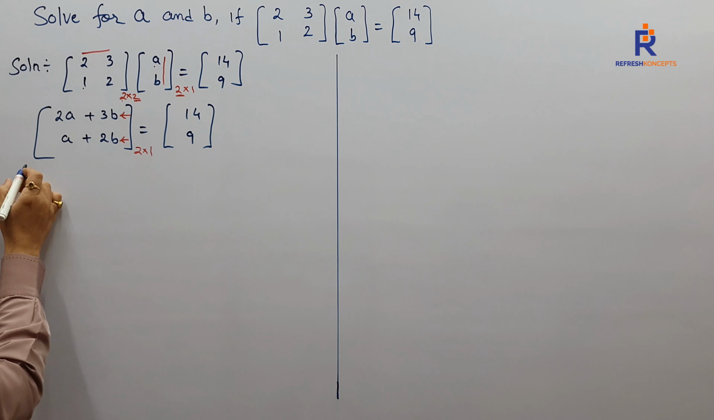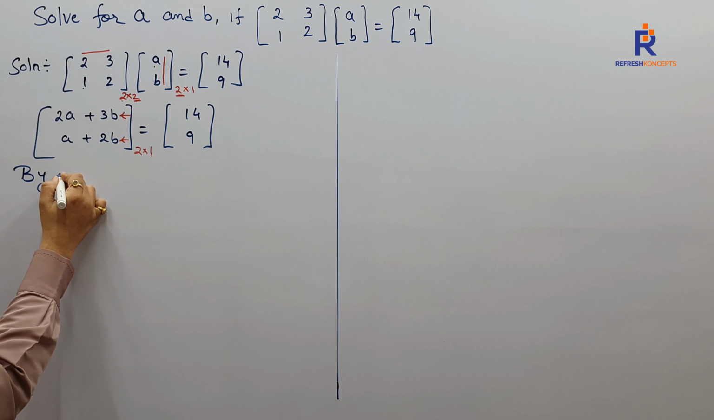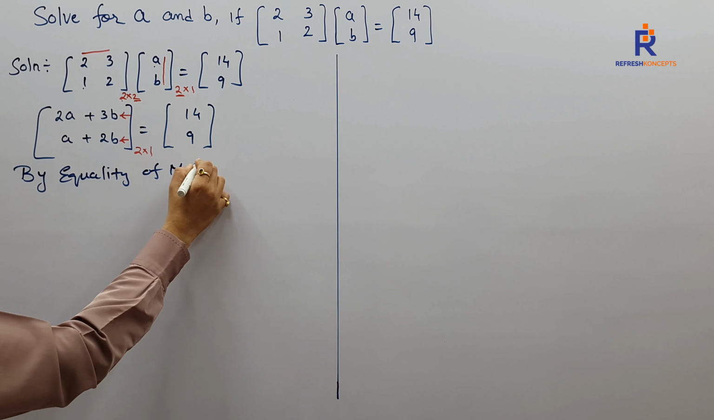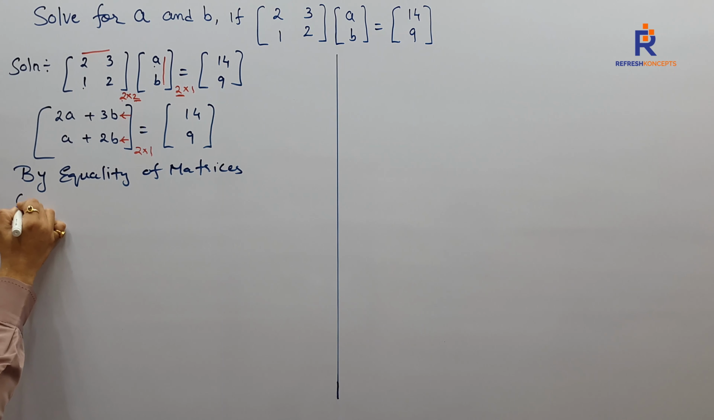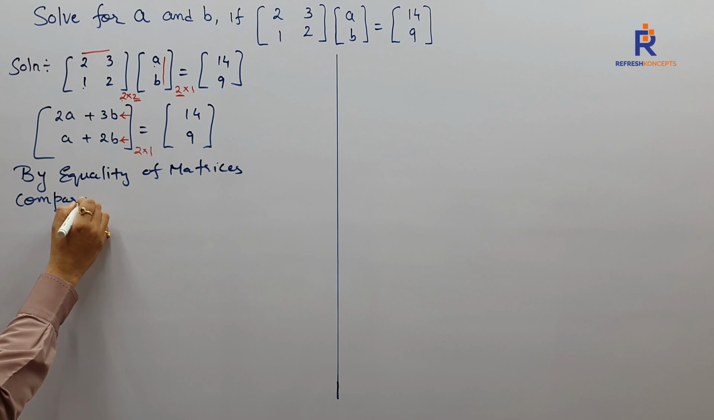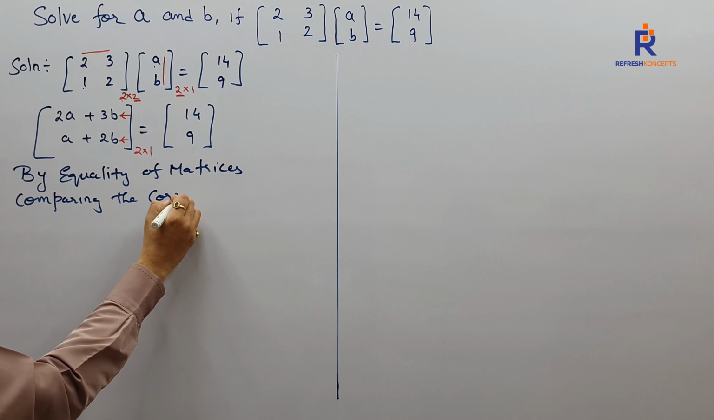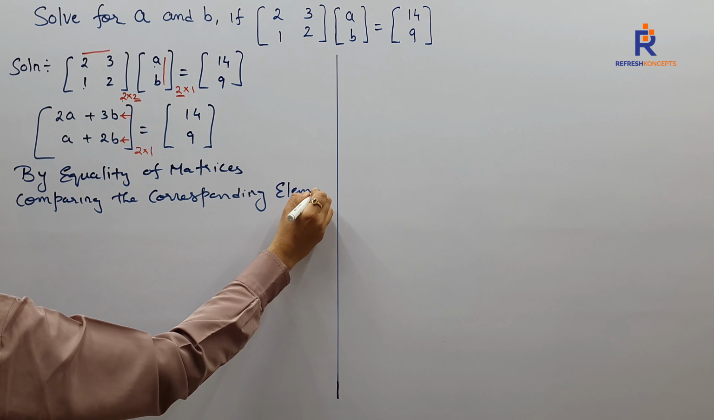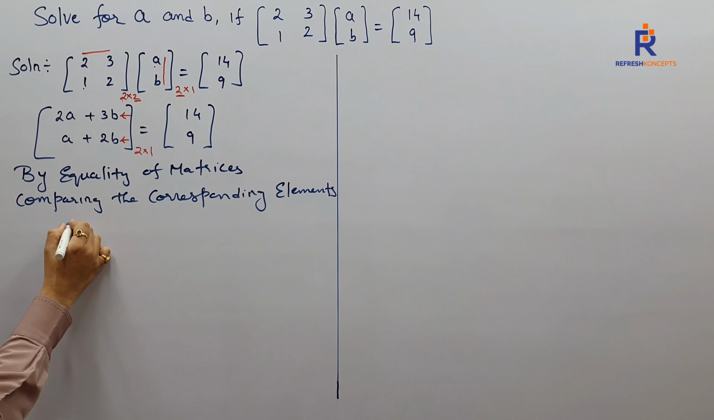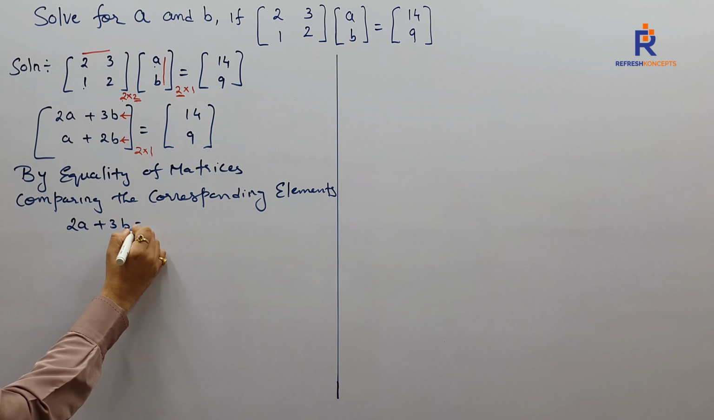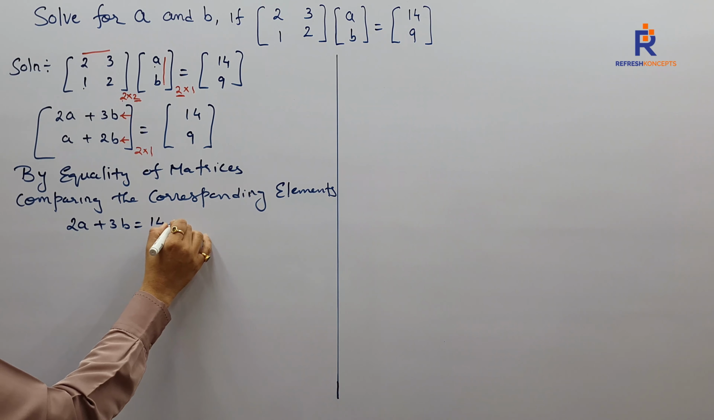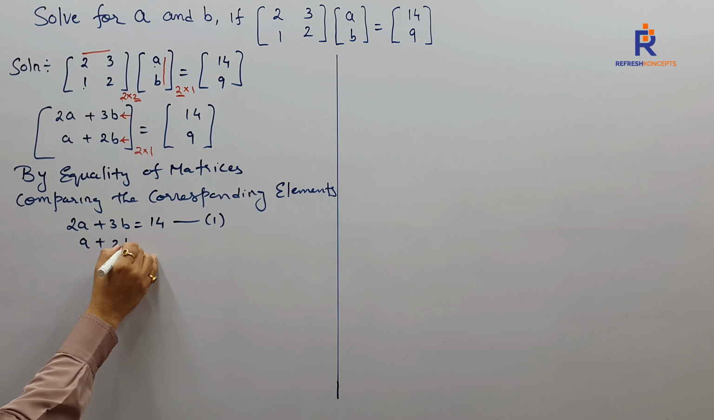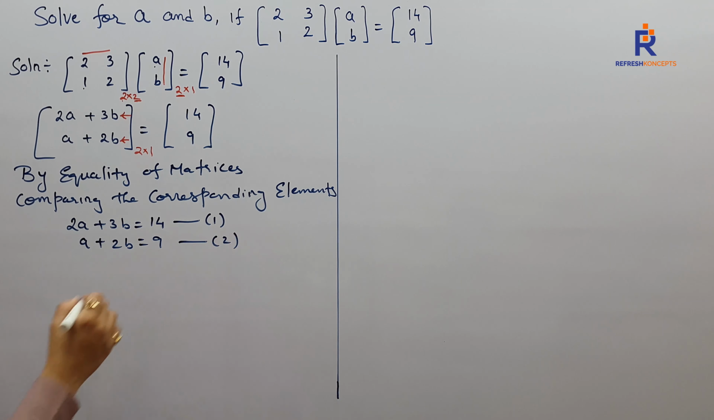By equality of matrices, comparing the corresponding elements, what do I get? We do get 2A plus 3B is equal to 14. Let's say this is equation number 1. And the other we get is A plus 2B is equal to 9. This is our equation number 2.